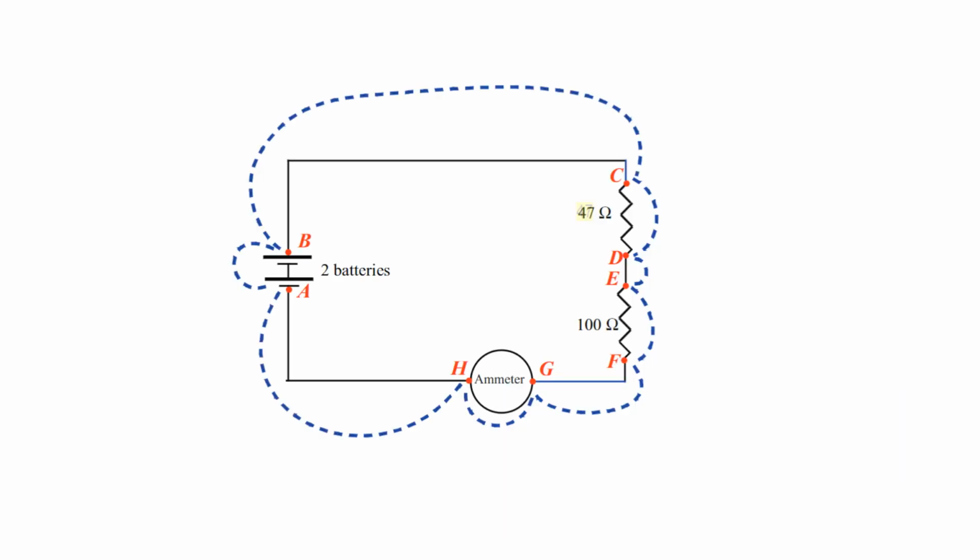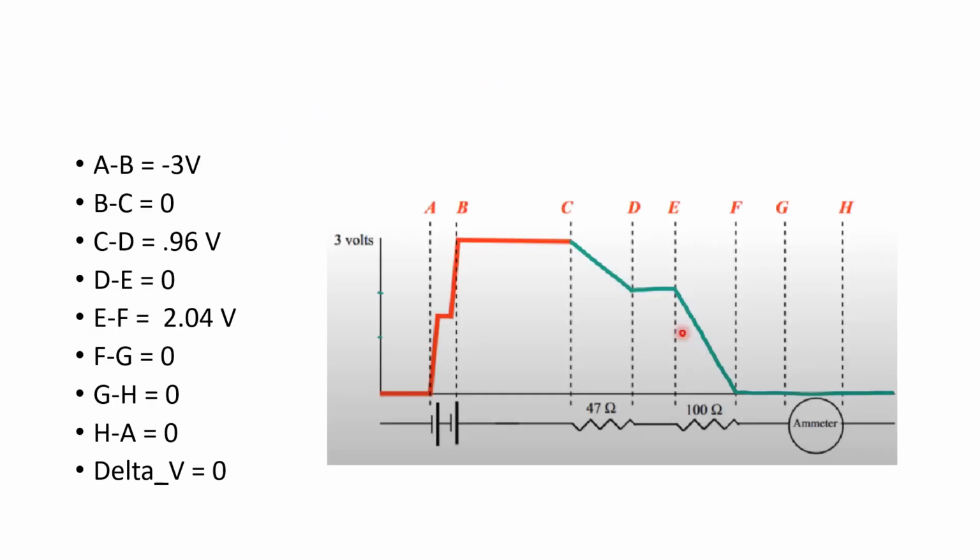And then we had to find the potential difference across different parts of the path using a voltmeter of this model right here. And based on the voltmeter, I got -3 for A to B, 0, 0.96, 0, 2.04, and then 0 for the rest. And if you add them all together, you get a potential difference of 0, which matches what the loop rule says, where the potential differences will all add up to 0. And then we graphed it right here.